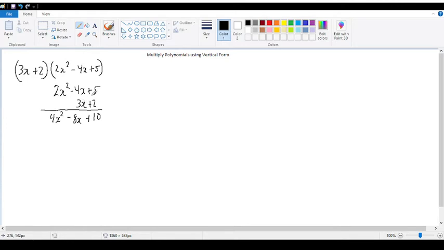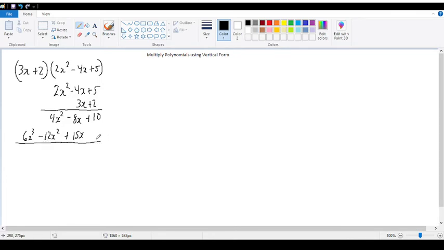Then 3x times 5 will give me 15x, and that's positive. 3x times negative 4x will give me negative 12x squared. So I put here negative 12x squared. 3x times 2x squared will give me 6x cubed. So we have that there.